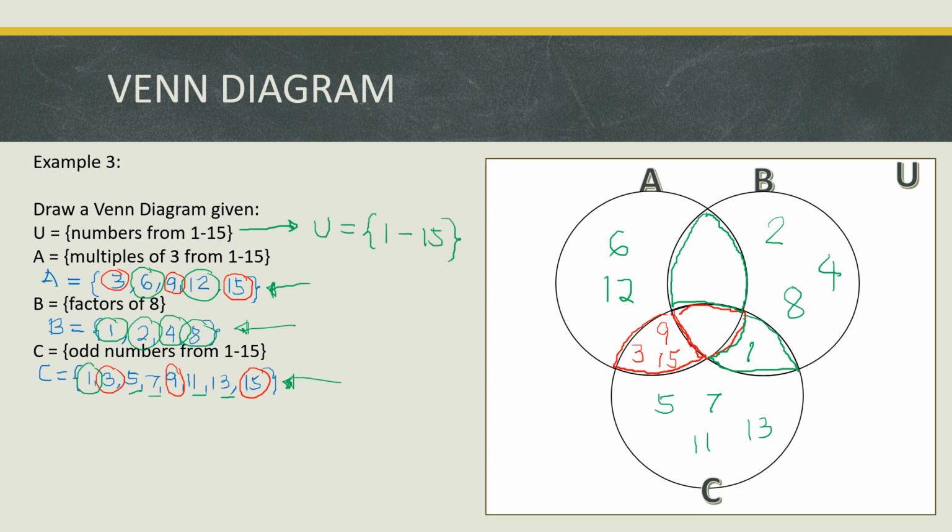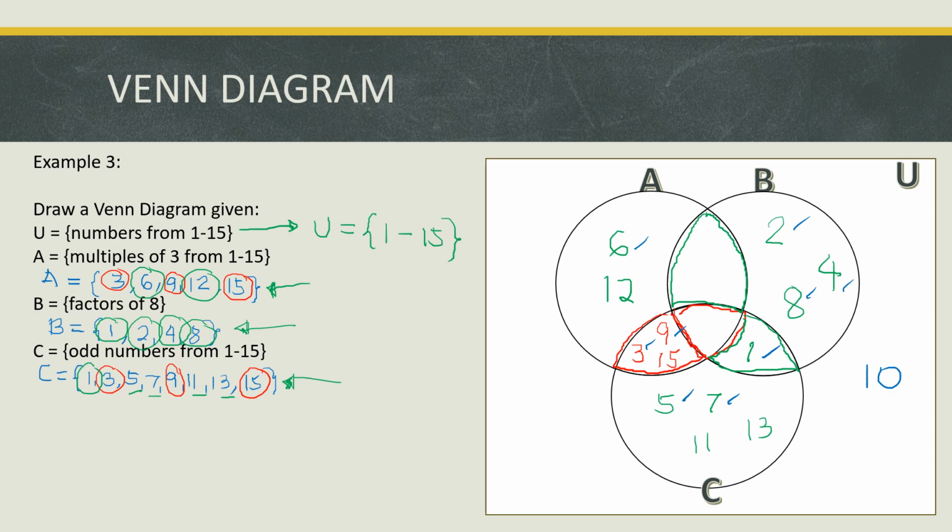Let's start with number 1. So we see number 1 here, so we are not going to write it outside the 3 circles. Number 2, number 3, number 4, number 5, 6, 7, 8, 9. How about 10? We do not see 10 in any of the 3 circles, so therefore it is outside the 3 circles, but it still belongs to the universal set.